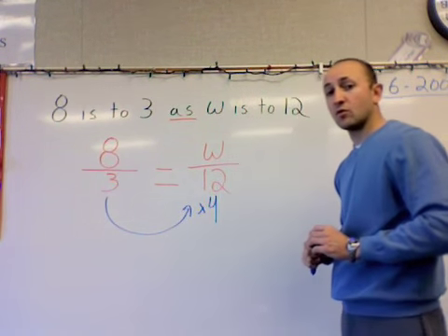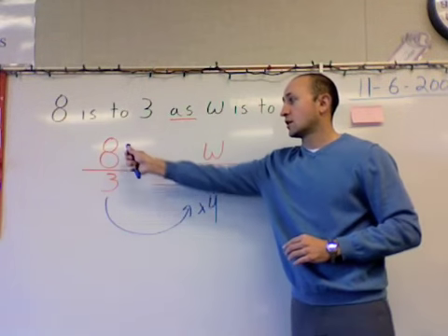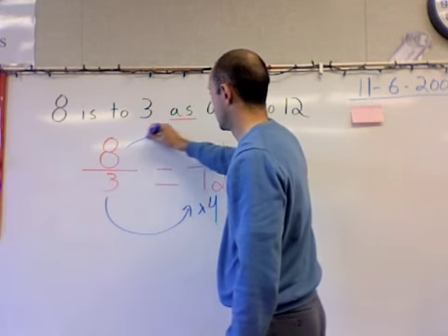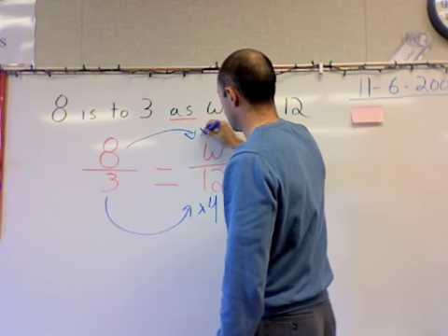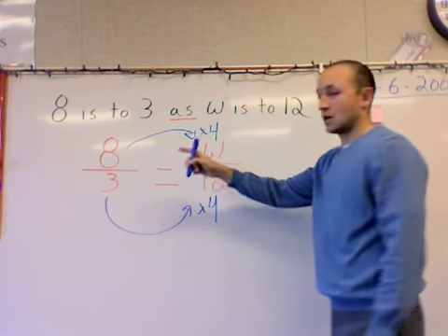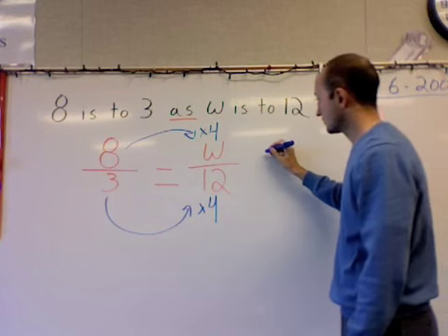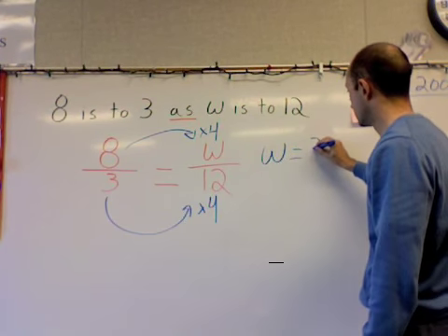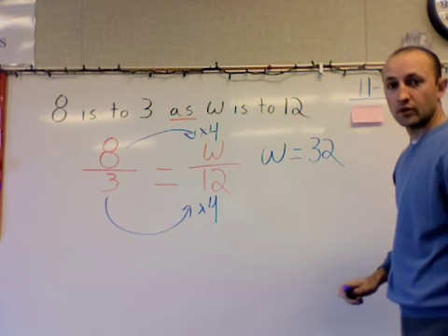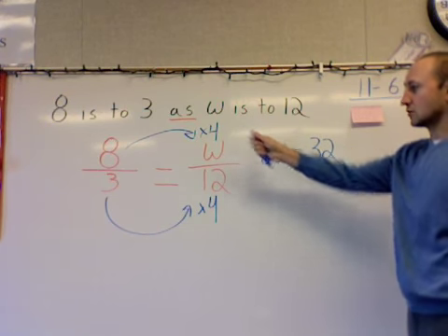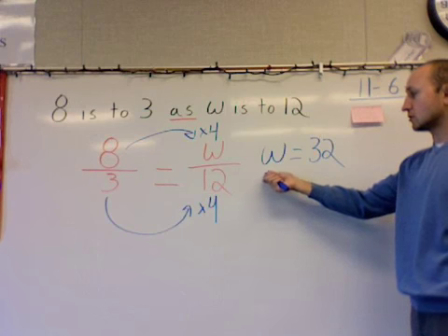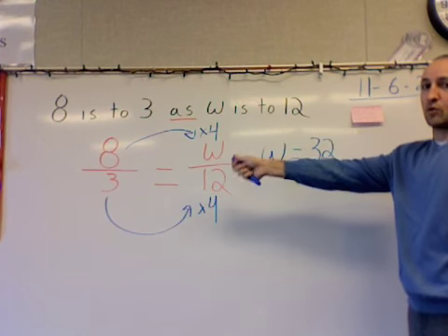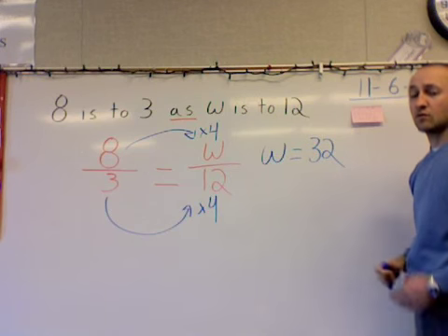So let's see, 3 times something is 12. We know that's times 4. 3 times 4 is 12. So now all we have to do is multiply 8 by 4. Eight times 4. W equals 32. Why 32? 8 times 4 is 32. So now we know W is equal to 32. We took this statement, we wrote it down as proportion, and we solved for W.